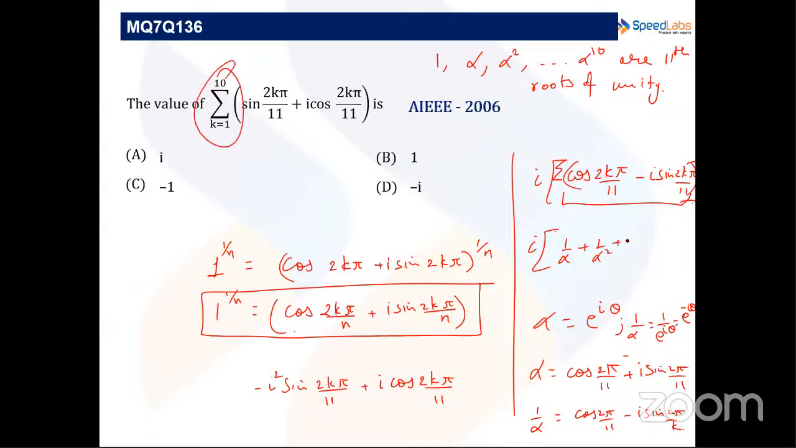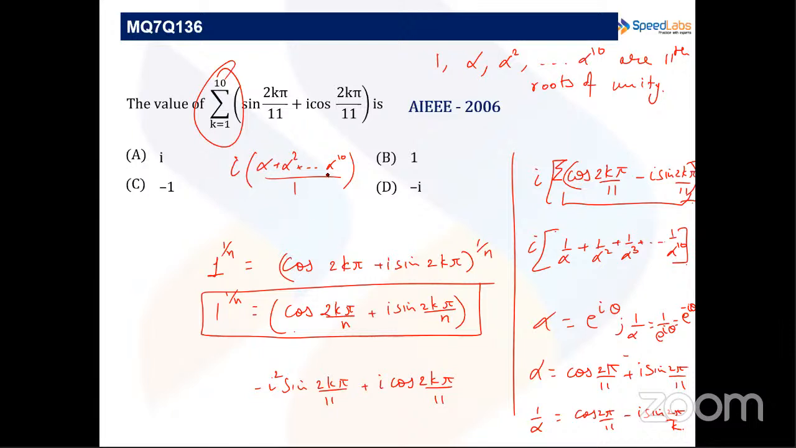So the next will be 1 upon alpha cube and so on up to 1 upon alpha to the power 10. Now, if you solve this, you will be getting i into alpha plus alpha square plus so on up to alpha to the power 10, and on multiplying all these terms, you will be getting alpha into alpha to the power 10, that will be again 1, alpha square into alpha to the power 9, again 1. So you will be getting all 1 here.